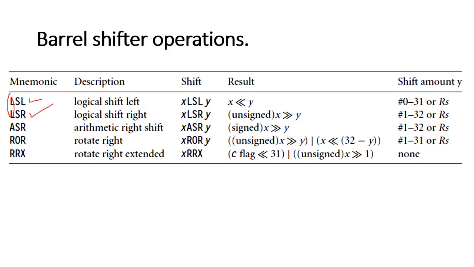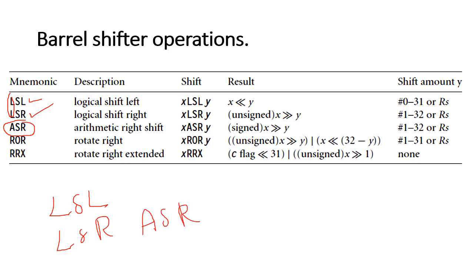Supported by the barrel shifter are 2 logical shift operations, logical shift left and logical shift right, which do not consider the sign of the operand, or do not consider any operand value as signed. Then after the logical shift operations, the barrel shifter supports one arithmetic shift operation, that is arithmetic shift right.